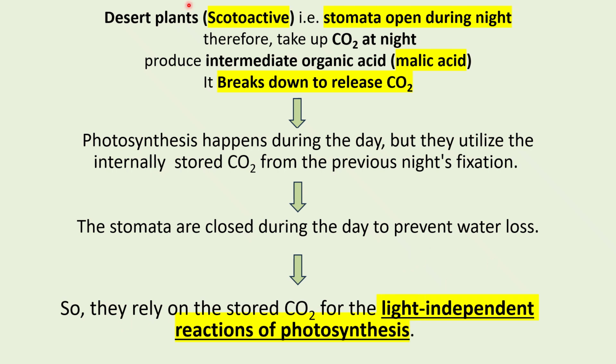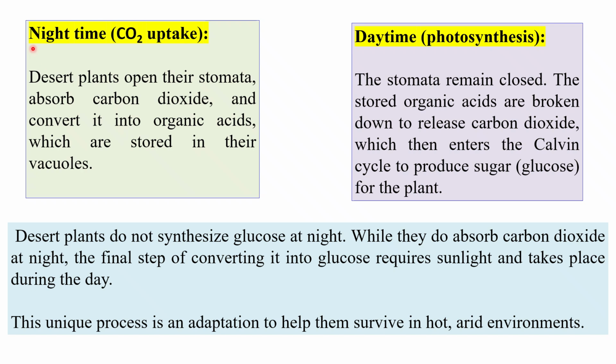And so the scotoactive or the desert plants rely on the stored carbon dioxide for the light independent reactions of photosynthesis. So in the scotoactive plants, during the night time, carbon dioxide is taken up. That is, desert plants open their stomata during the night time, absorb carbon dioxide, and convert it into organic acid, that is the malic acid, as we discussed in the previous slide, which is stored in their vacuoles. And during the daytime, photosynthesis takes place.